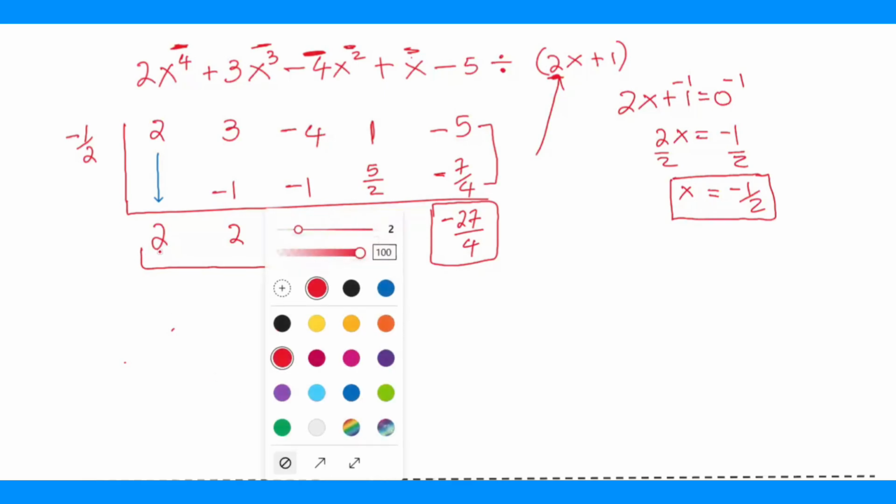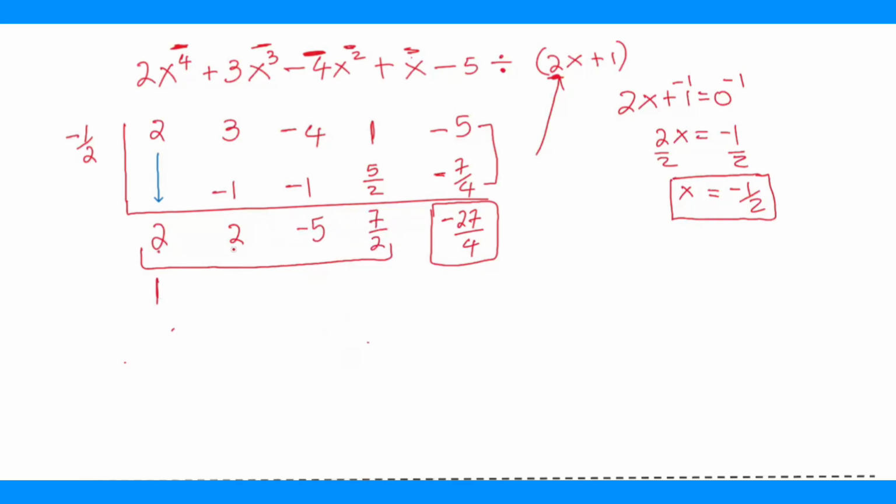When we divide the 2 by 2, we get 1. When you divide this 2 by 2, you get 1. When you divide this -5 by 2, you get -5/2. And when you divide 7/2 by 2, you end up with 7/4. These are now the coefficients. Since we were dividing the fourth power, this gives us 1x to the third, plus 1x squared, minus 5/2 x, and the constant is plus 7/4.